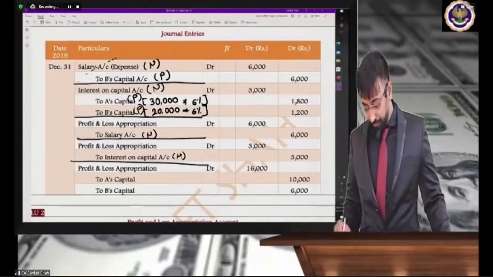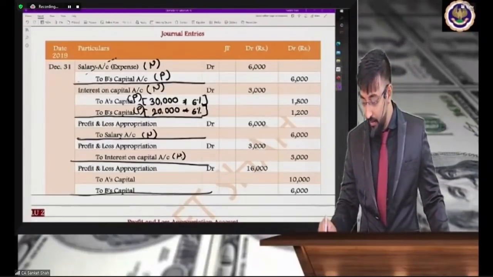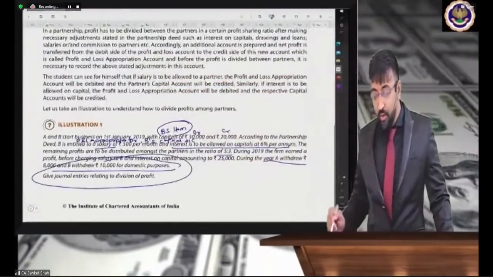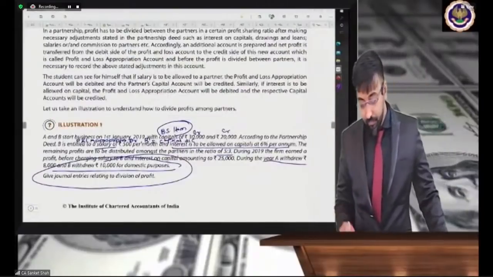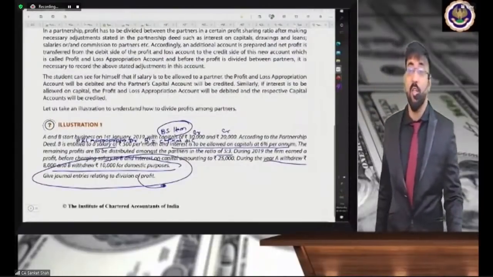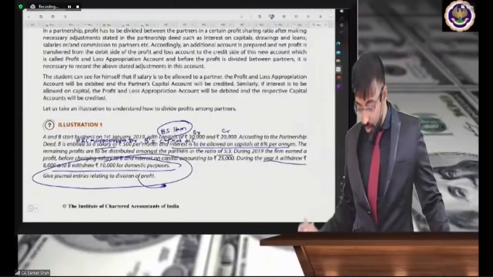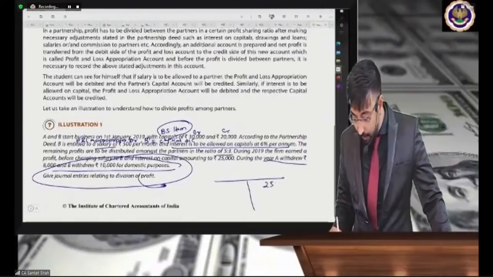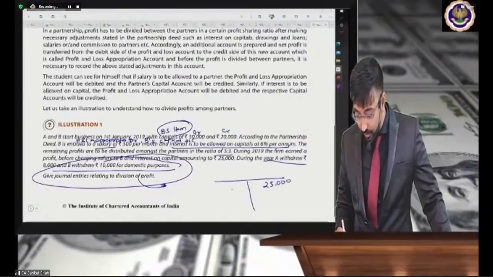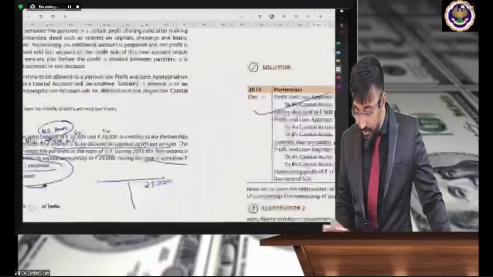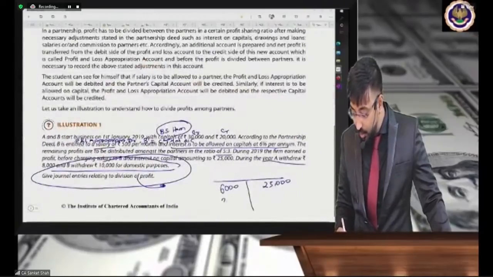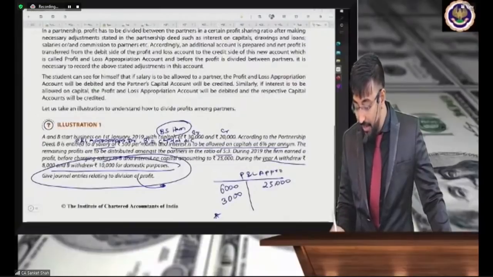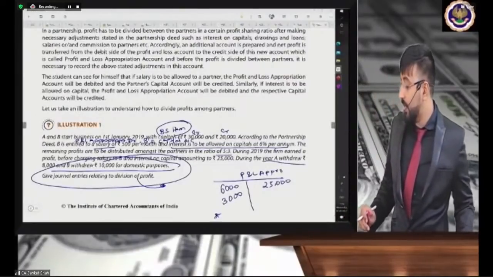And then whatever balance is there, give journal entries only relating to division of profit. So question is asked only for not all journal entries, only related to division of profit. So what is the profit now? You can check your profit you earned is 25,000 and your salaries, what is the salary amount? 6,000. And what is interest amount, beta? Total is 3,000. So P&L appropriation account, if you open, what is the balance in P&L appropriation? 25,000 minus 9,000. Tell me amount.